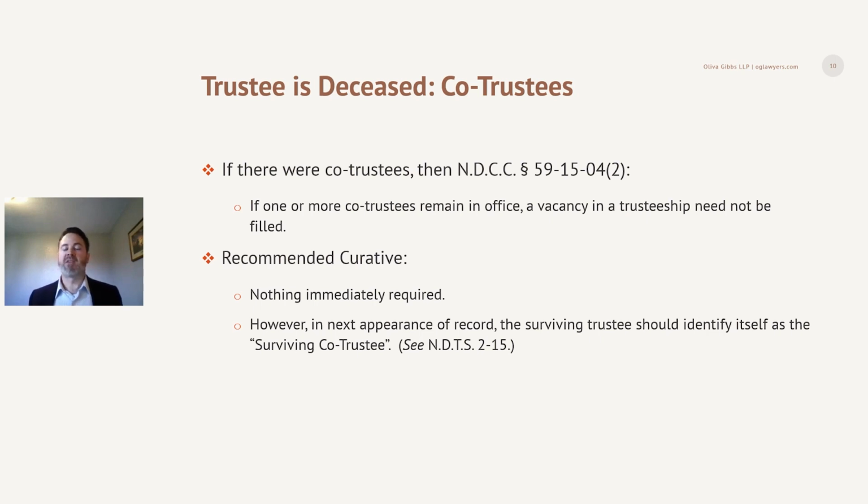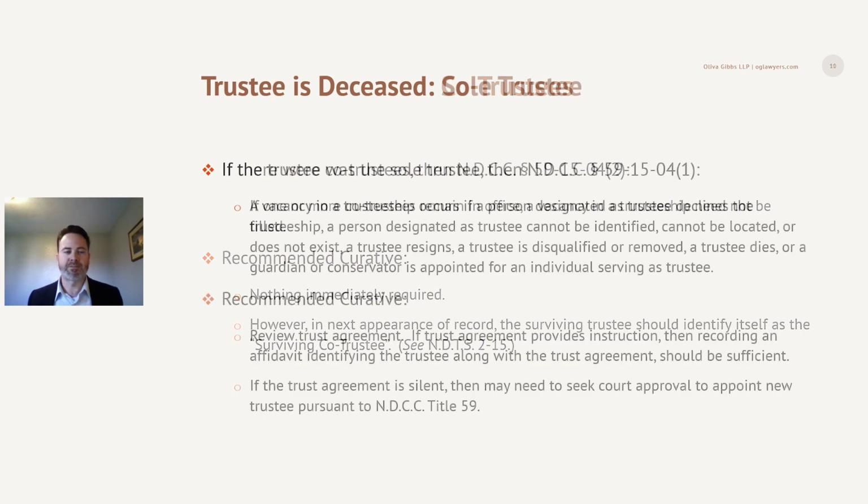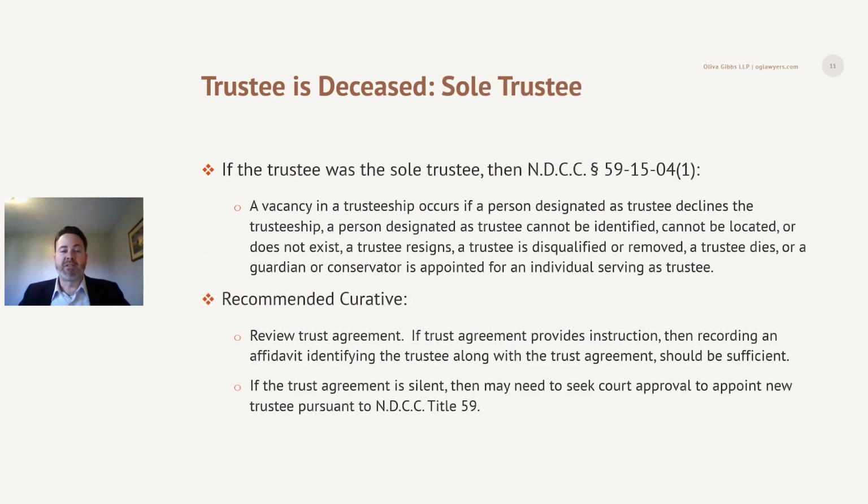However, in the next conveyance from that trust, the surviving co-trustee or co-trustees should identify themselves as a, quote, surviving co-trustee, particularly if a trust required both co-trustees to act. Now let's look at if John Smith was the sole trustee. In this case, his death will again result in a vacancy. However, if he was the sole trustee, then we are left without a trustee.